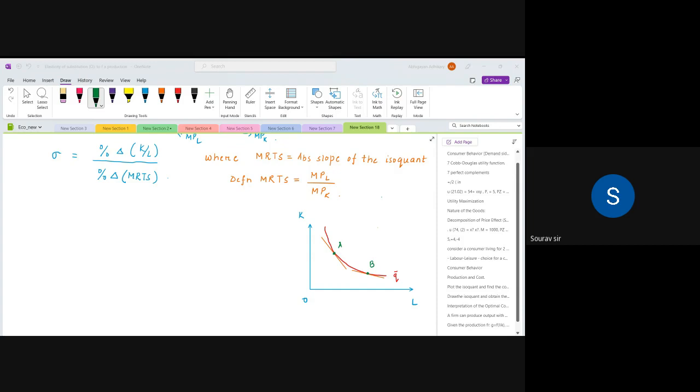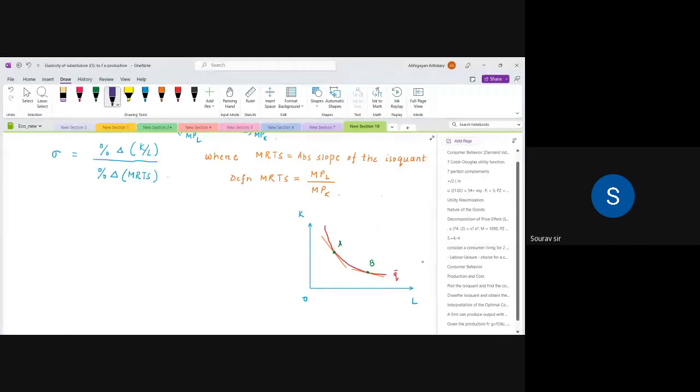So can I say that MRTS is the technologically feasible labor-capital rate of substitution? Does this make sense to all of you?